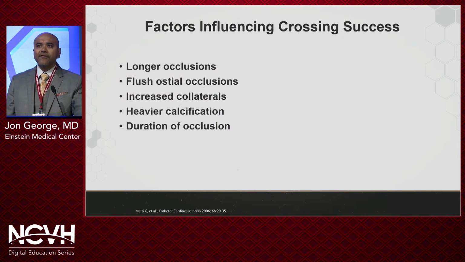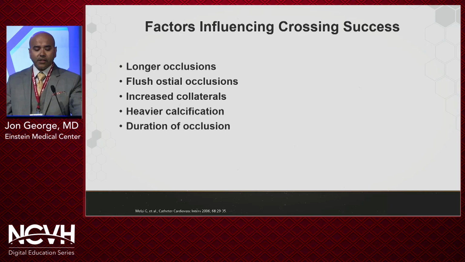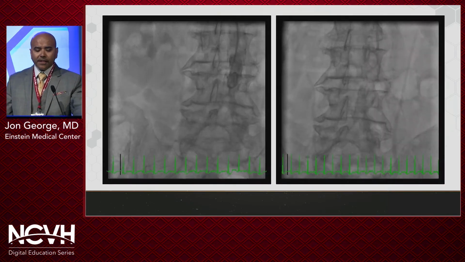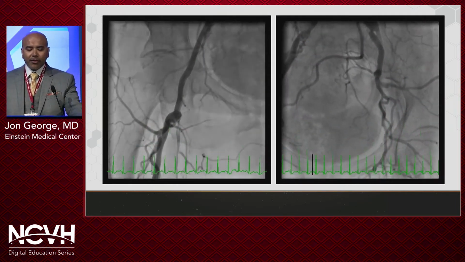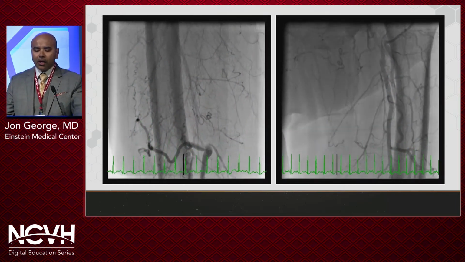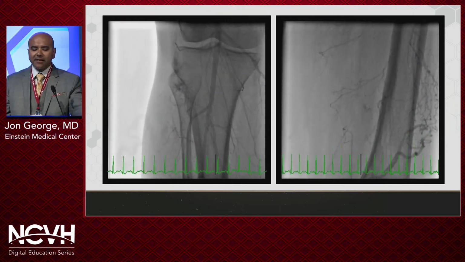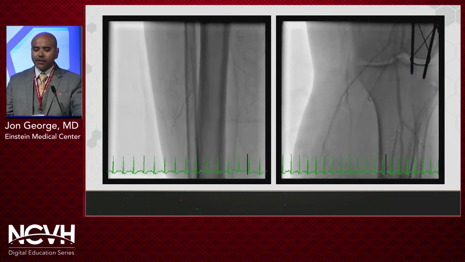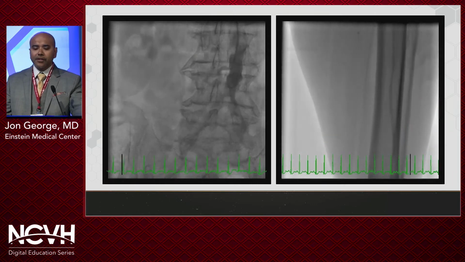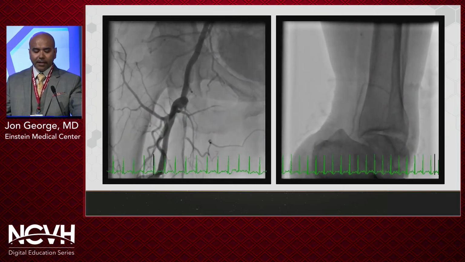So some of the factors that influence success in crossing these lesions are the length of these lesions, ostial lesions when they're flush occlusions, a lot of collaterals at the cap, either at the proximal cap or the distal cap, heavy calcification, and how long the occlusion's been around. And so here's an image, an aortogram with runoff down both extremities that show long CTOs in the SFA on both sides with reconstitution in the distal segment with good runoff to the foot with 3 vessels in the tibials.